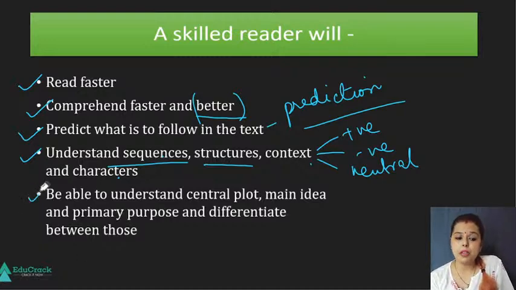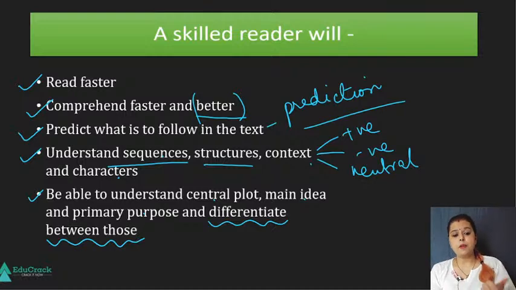You should be able to understand the central plot, the main idea, and primary purpose, and be able to differentiate between those. Central plot, main idea, and primary purpose, they sound very similar, but they are not. There is a massive difference. I won't say a massive difference. Massive is an overstatement. There is a thin line, a fine line of difference between central plot, main idea, and primary purpose. And if you understand this thin line, you would understand why I said that there is a massive difference.